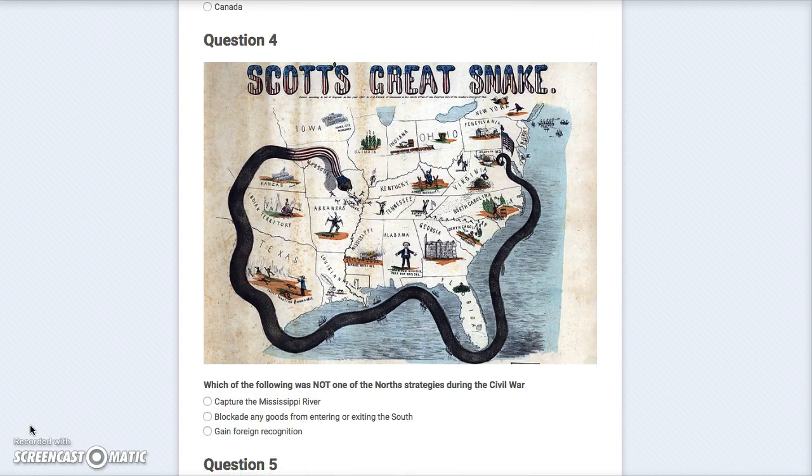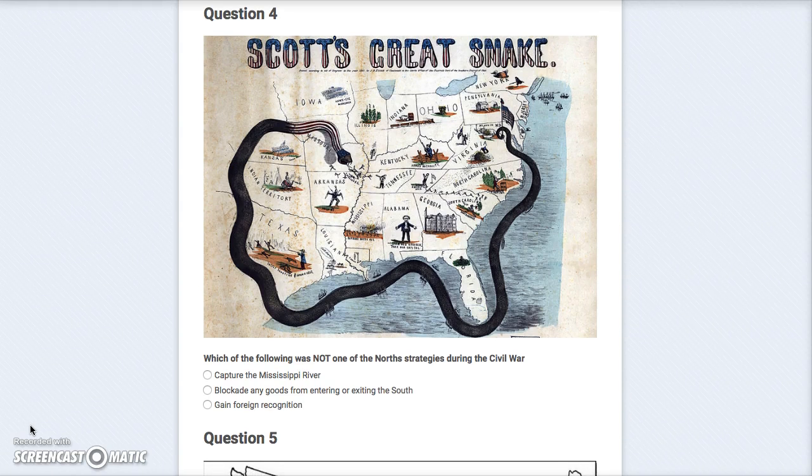Question 4. Reading from the picture, it says Scott's Great Snake. And it's a picture of a snake surrounding the Southern or Confederate States. The question says, which of the following was not one of the North's strategies during the Civil War? Capture the Mississippi River, blockade any goods from entering or exiting the South, gain foreign recognition.